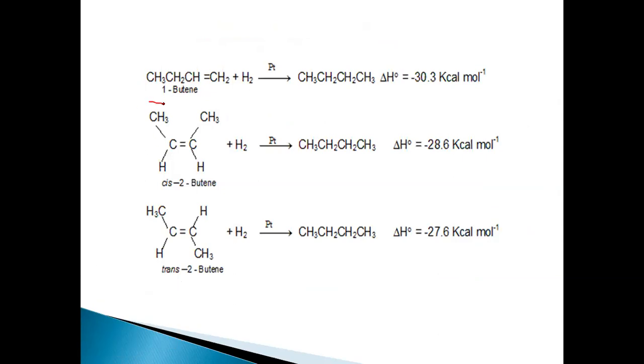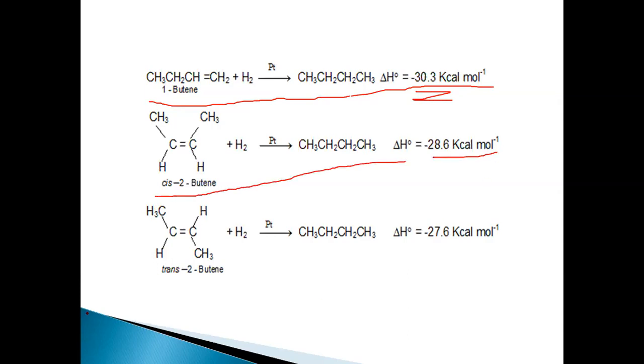For 1-butene, when hydrogenation is carried out in the presence of a platinum catalyst, the amount of energy which is released is 30 kilocalories per mole. When cis-2-butene is converted, it is 28.6. When trans-2-butene is converted into butane, that is 27.6. So the energy released is different for each when hydrogenation is carried out.